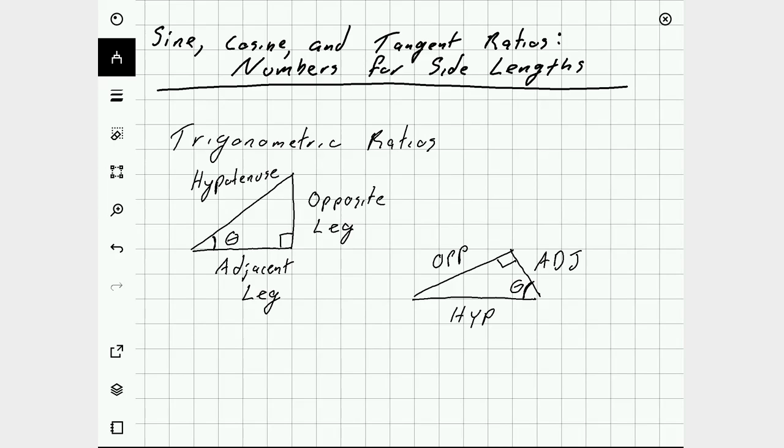All right. So any combination of two of these sides, if we take the ratio, we will get a value that is the same for every triangle that is a right triangle that has that angle, no matter how big or small you make the triangle. That's the whole idea of similar triangles.